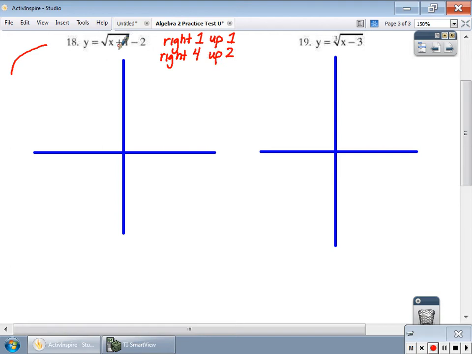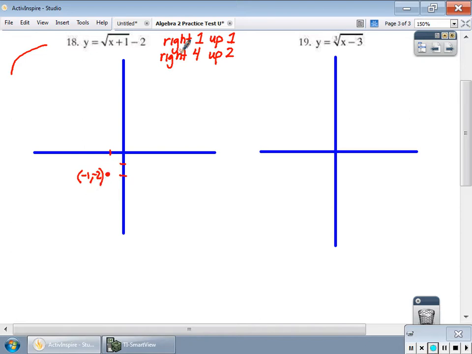Okay? So here, the anchor point is getting shifted. Typically, it starts right here in the origin, but it's getting shifted left 1 unit and down 2 units. So we'll go left 1 unit and down 1, 2. I'm going to go ahead and label that point. That point right there is going to be -1, -2.